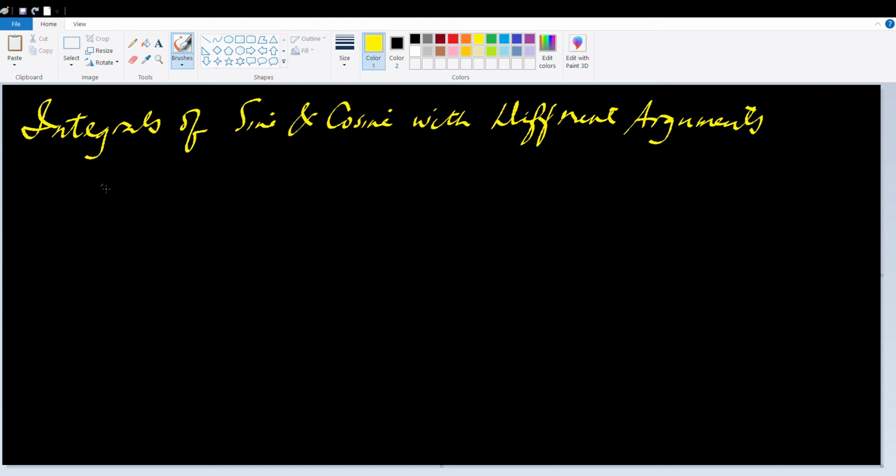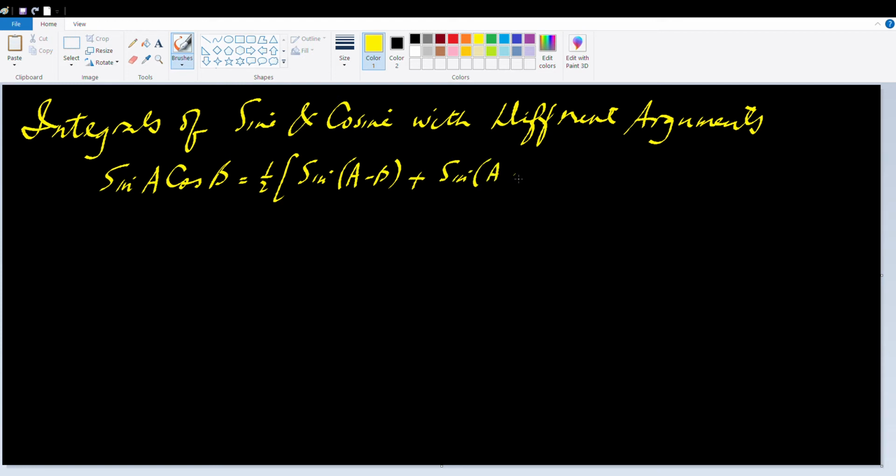There are some trigonometric identities that will help us evaluate integrals of sine and cosine with different arguments. Now, these identities are: sine A cosine B is equal to 1/2 of sine of A minus B plus sine of A plus B.